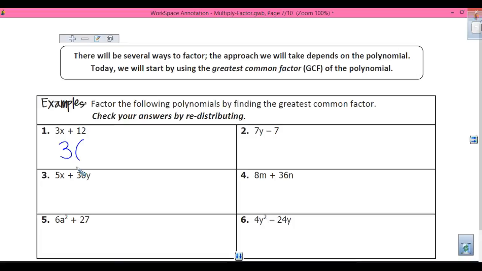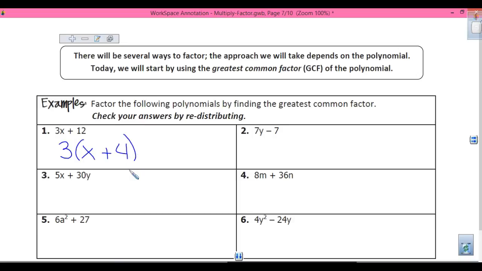When I take 3x divided by 3, what do I get? Just x, or 1x, but we're just going to put x. Plus, what's 12 divided by 3? 4. And close the parentheses.